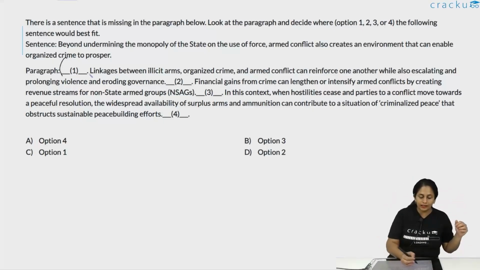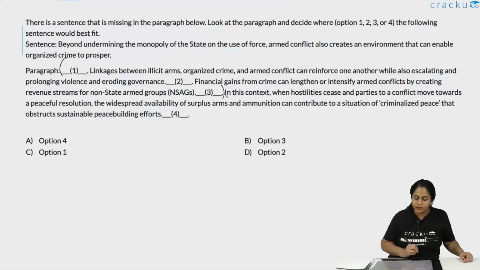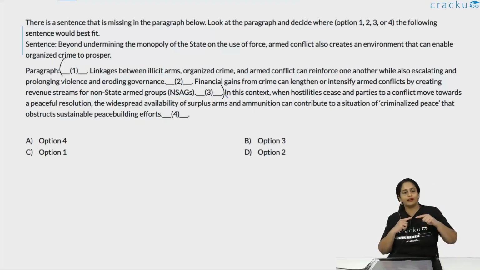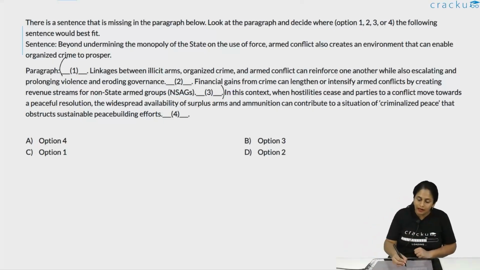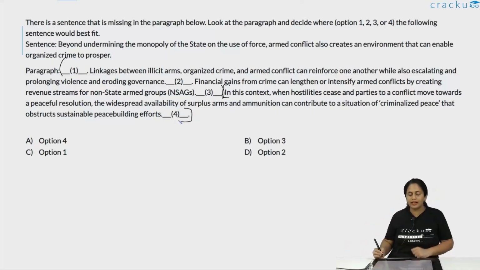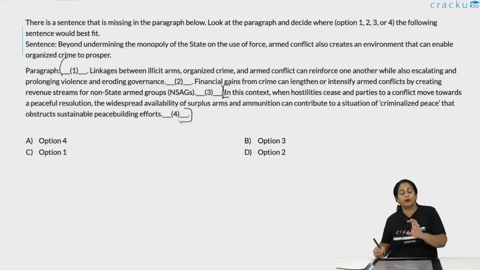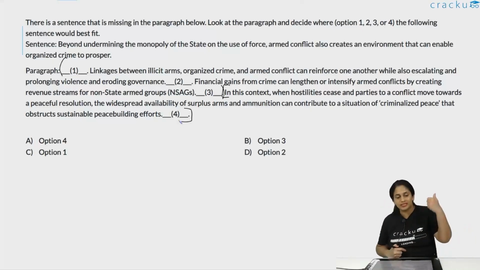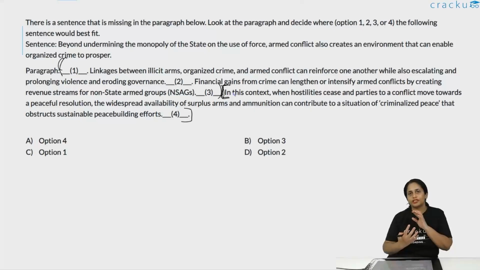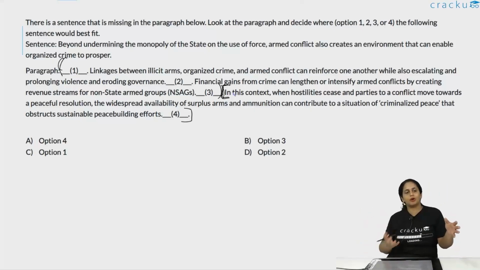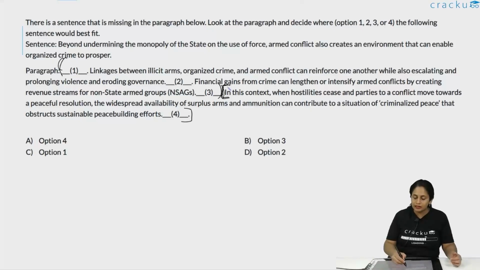If you take a look at it, this paragraph tells you till here how these are like a feedback loop which helps each other, and when that is the case, peace becomes very difficult. This part tells you what happens when peace-building efforts are there. This loop becomes very, very difficult to break. Even when the loop is broken, when armed conflict ceases, the presence of the arms creates a nuisance later on. So this part is talking about the self-reinforcing feedback loop, armed conflicts helping organized crime helping armed conflicts. This part tells you the consequence of it.